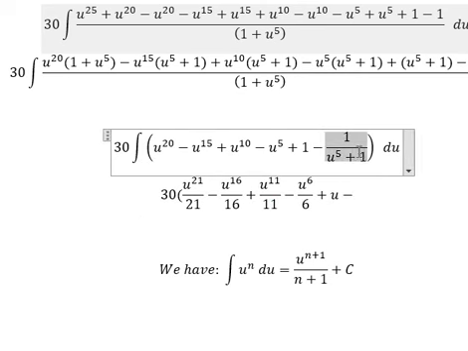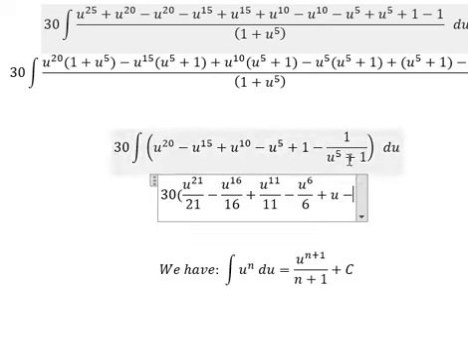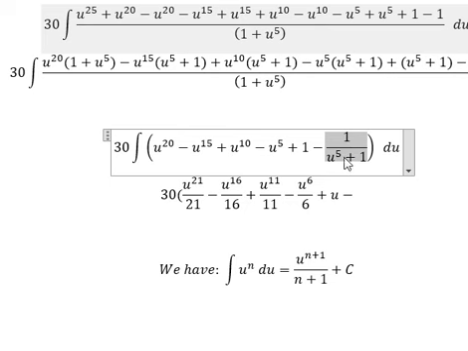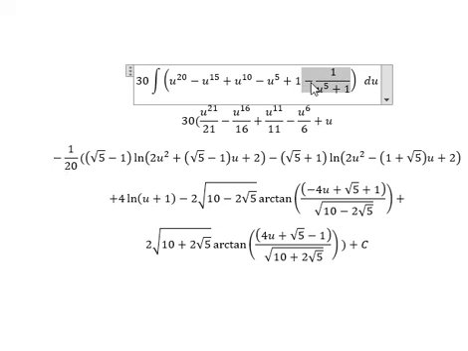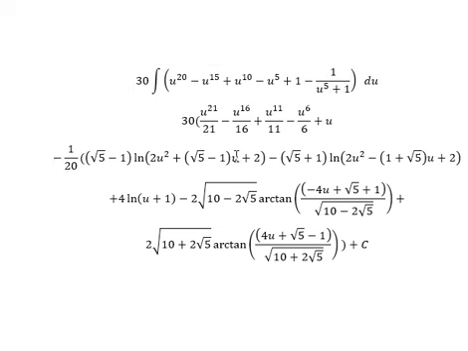About this one, this is so difficult to do this integration, so I will show you another video about this one. So the answer of this integration, and this is the answer from this one in here, including the negative side.